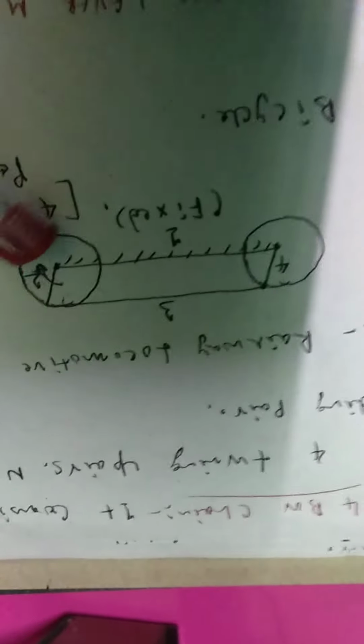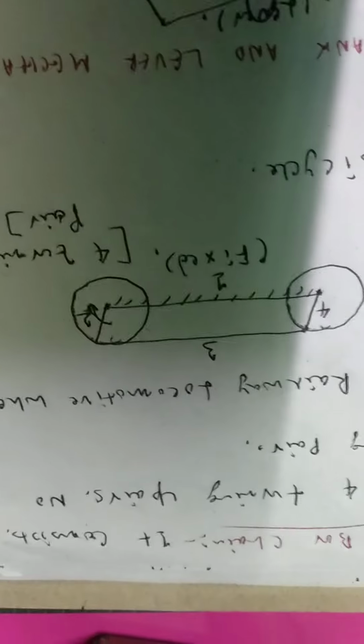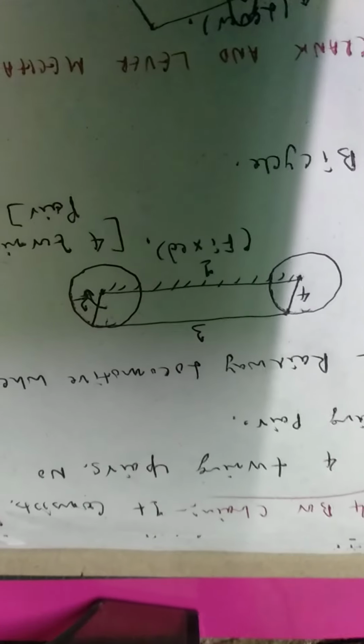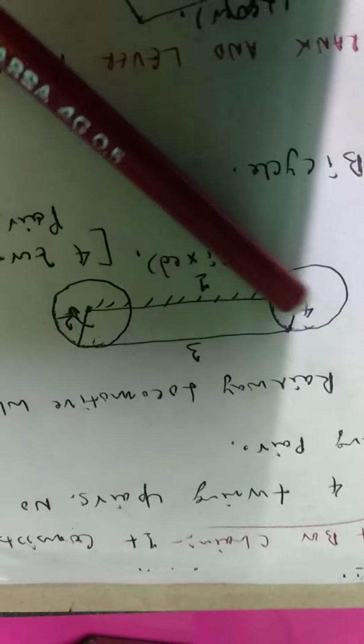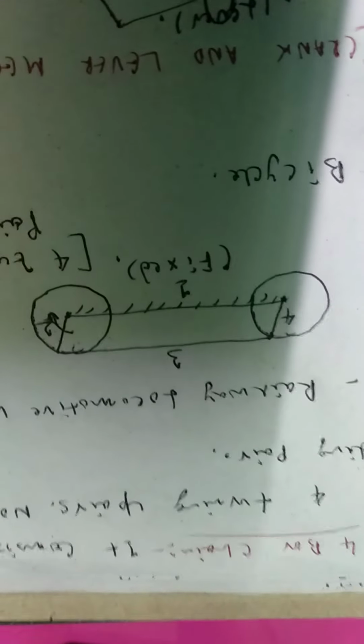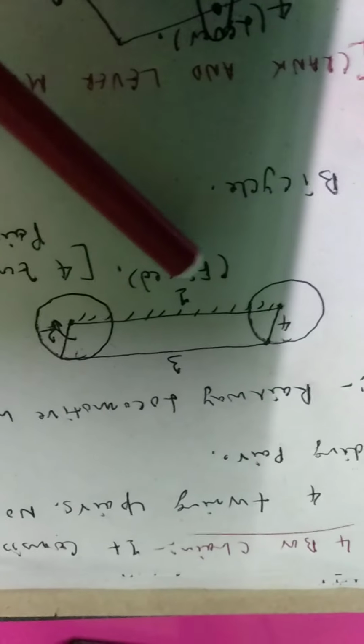Now we will briefly discuss the inversions of a 4-bar chain. Look over here. I have drawn this diagram of a 4-bar chain. As you can see, it has a total of 4 turning pairs: between 1 and 2, 2 and 3, 3 and 4, and 4 and 1. The links are numbered 1, 2, 3 and 4. There are 4 links.